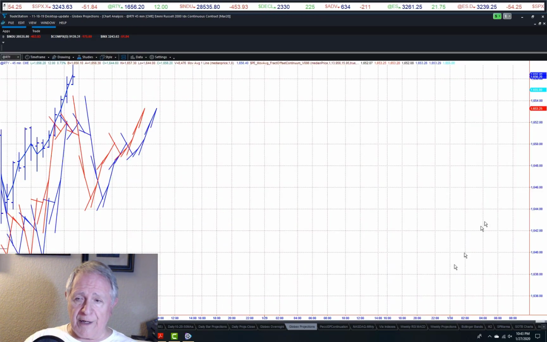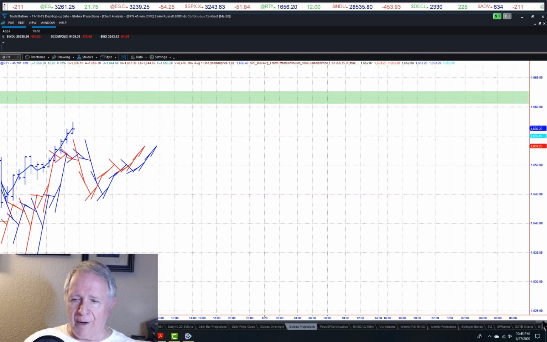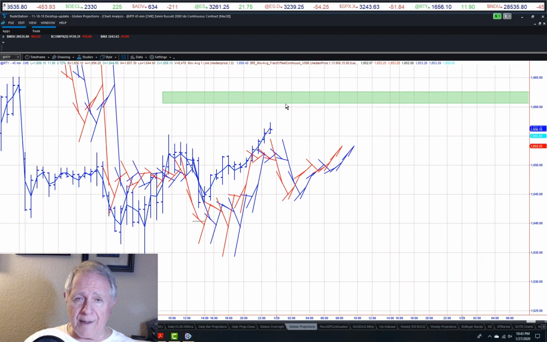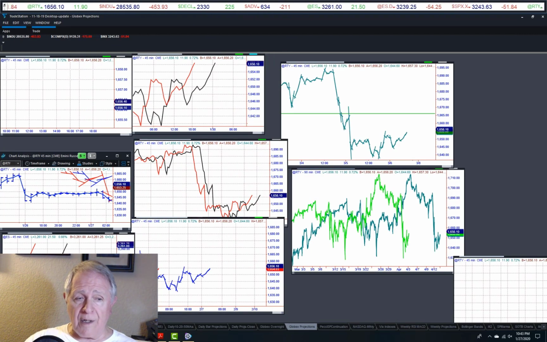This one is calling for, got to move this down and over. There we go. This one is giving a projection to between 1660.60 and 1662.56. Let's call it 60. The Russell trades in dimes, I believe. So 1660.60 to 62. Now remember 62.60, and let's look at the next longer chart.